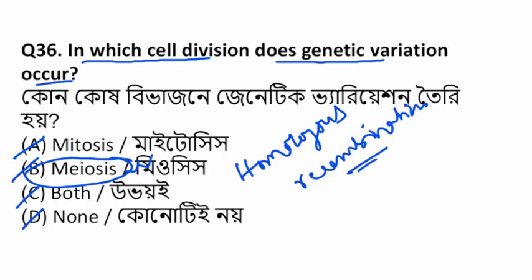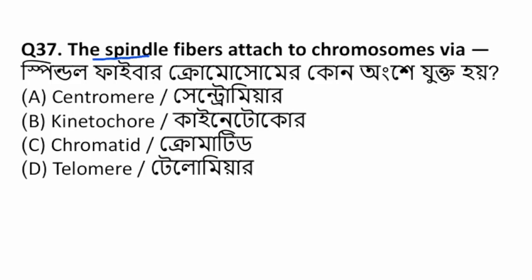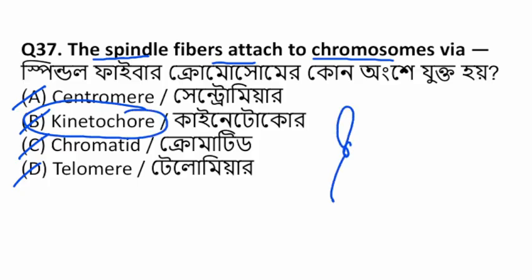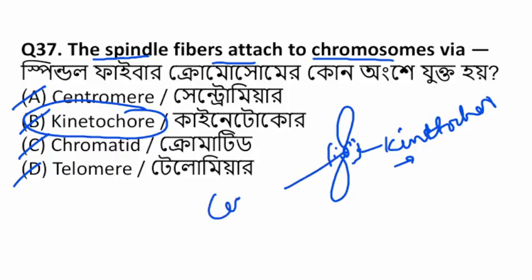The spindle fiber attaches to chromosomes via: centromere, kinetochore, chromatid or telomere. The spindle fiber is specifically attached to the chromosomes via the kinetochore. If we see the structure of a chromosome, this is the centromere, and along with that there is a proteinaceous covering. This is known as the kinetochore, where the spindle fiber will attach, and this middle portion is known as the centromere.